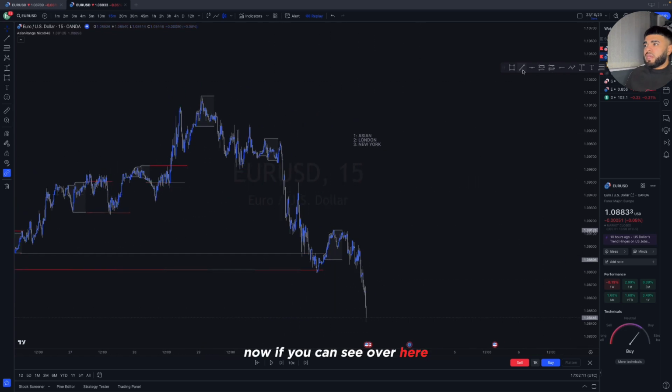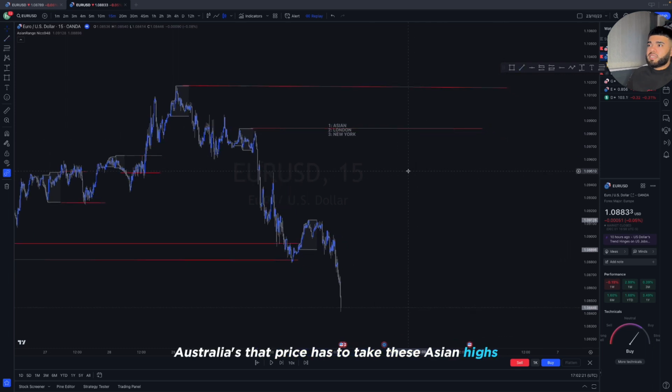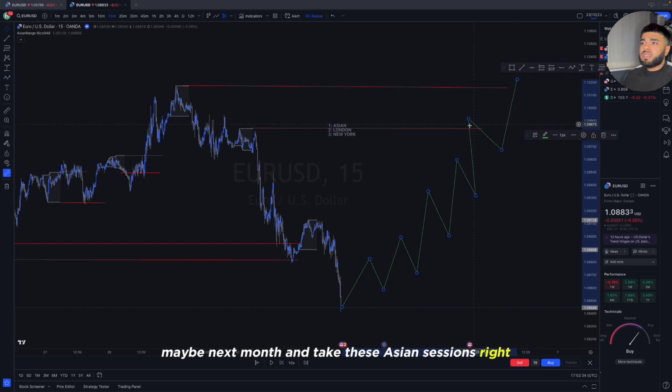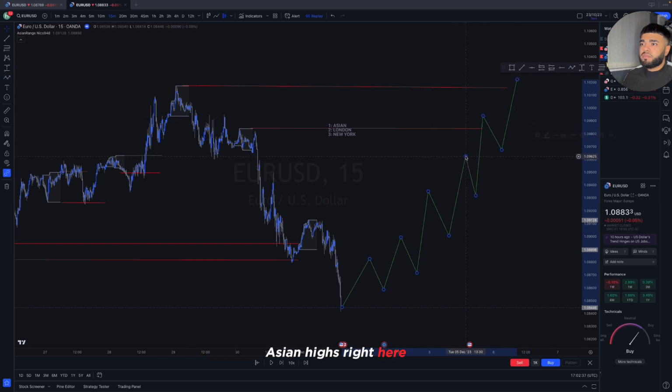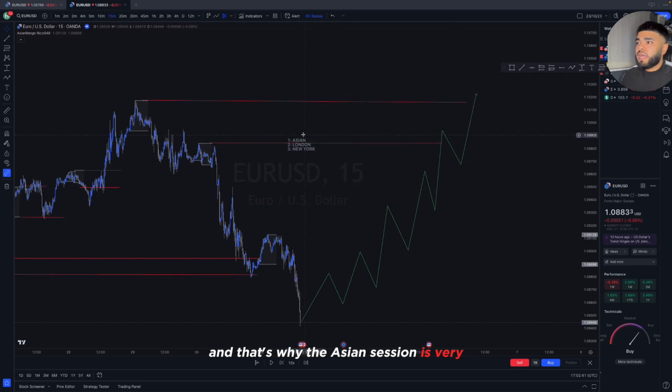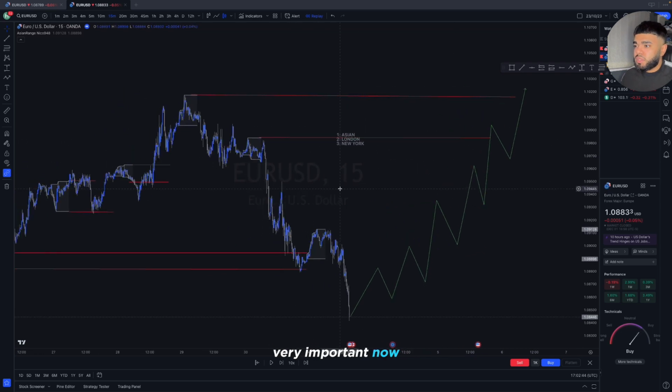Now, if you can see over here, from what I just said, there's an Asian high right here and also right here. And we know as traders that price has to take these Asian highs. So we can presume and we can forecast that price is potentially going to come up at some point, maybe next week, maybe next month, and take these Asian highs right here. Because it has to. It always has to. And that's why the Asian session is very, very important.